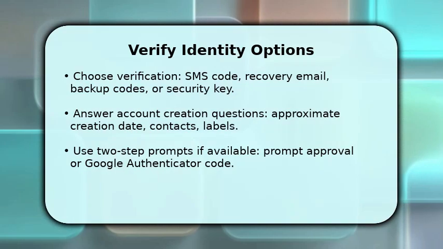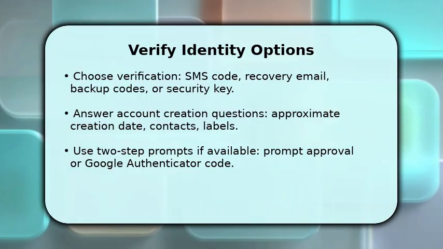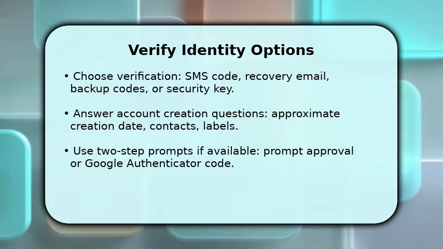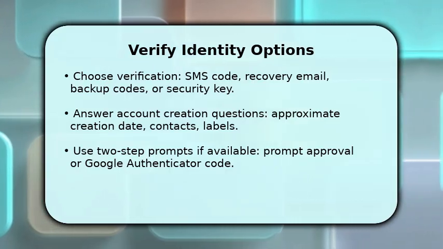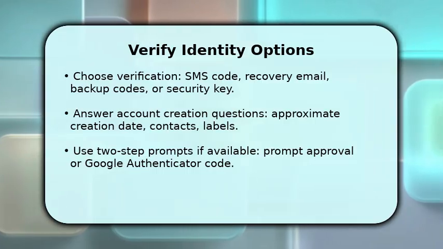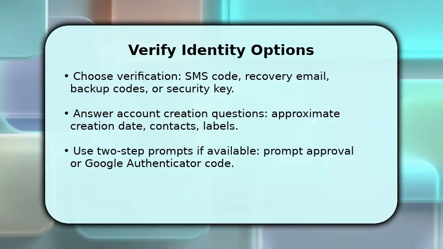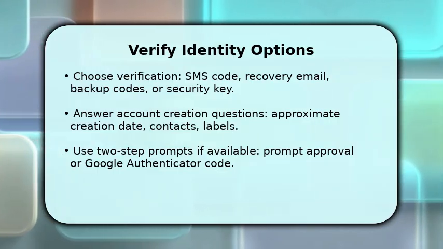Now focus on identity verification. Pick the method you can access, like SMS, recovery email, or a security key. If offered, approve the Google prompt on a signed-in device. This is fastest. When asked extra questions, give best estimates: account creation month, frequently emailed contacts, or labels you used.